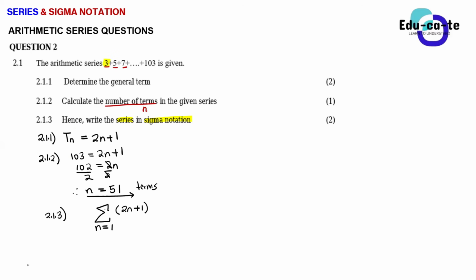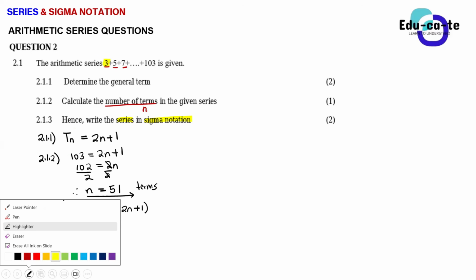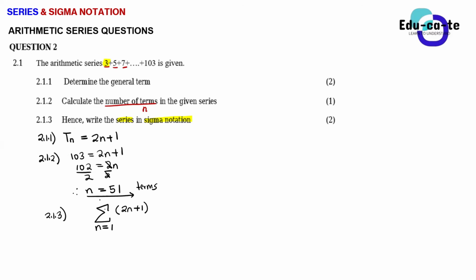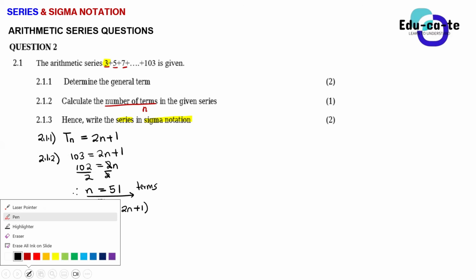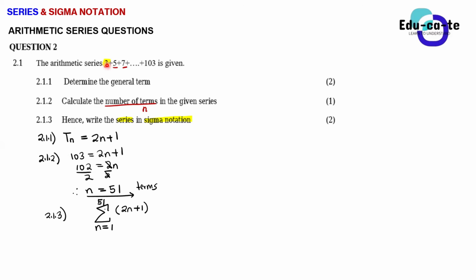Yes. And then on top is going to be 51, because it's the sum of Tn for the values of n from 1 to 51. Yes. So we're going to add them from term number 1, which is 3, until the last term, which is term number 51, which is 103 in this case. Yes, Sam, what's your question?